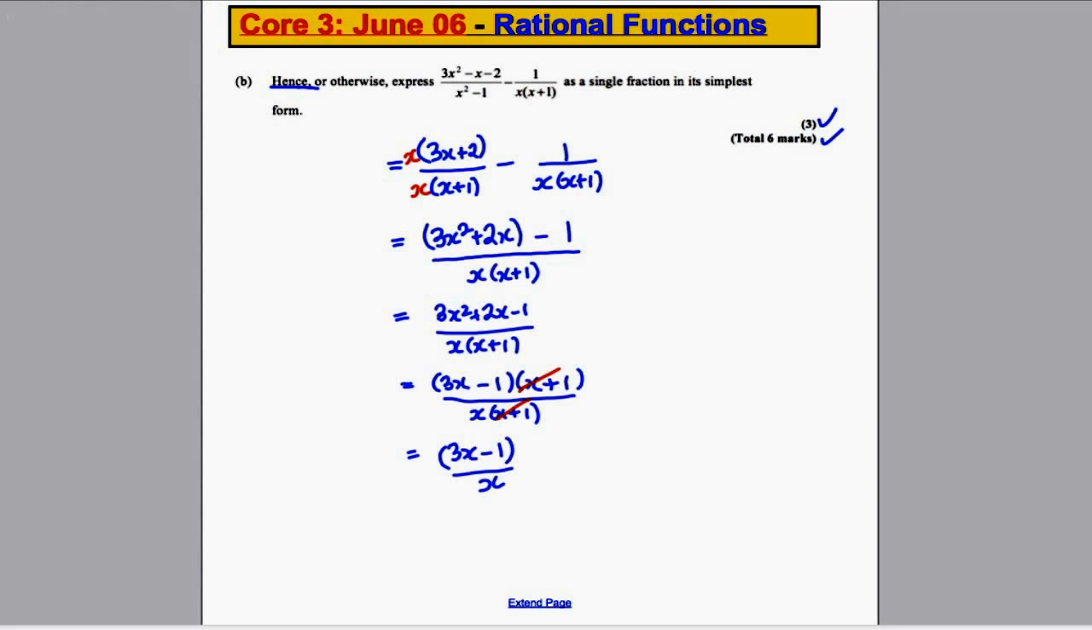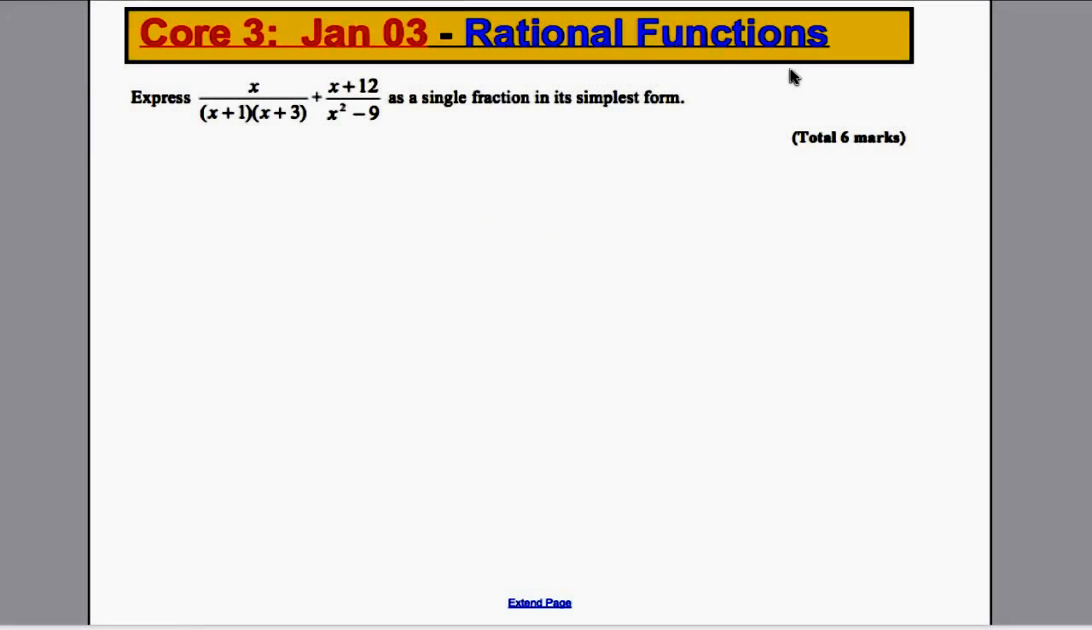Okay, next, pause, have a go. Okay, we want to express this sum of rational functions as a single fraction in its simplest form. Before we get underway, let's write this out but in fully factorised form. You can't factorise anything about the first fraction. It's in fully factorised form. So we're done. You're adding.